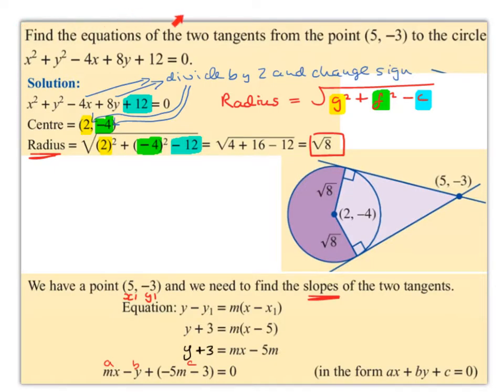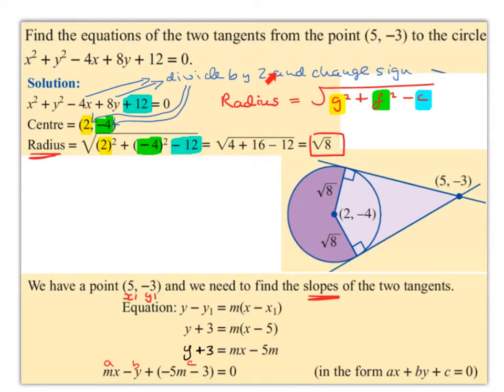Find the equations of the two tangents from the point (5, -3) to the circle x² + y² - 4x + 8y + 12 = 0. So we start off with the equation x² + y² - 4x + 8y + 12 = 0. We want to find the centre, so we divide by 2 and change the sign of the coefficient of x and the coefficient of y to get 2 and -4.